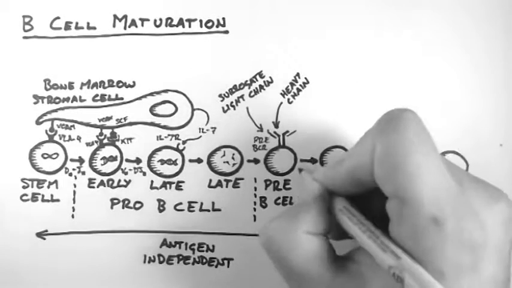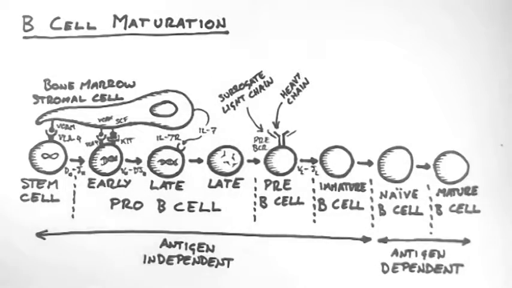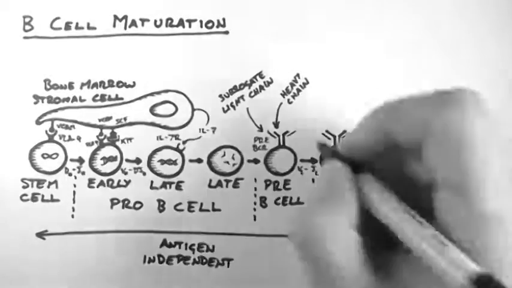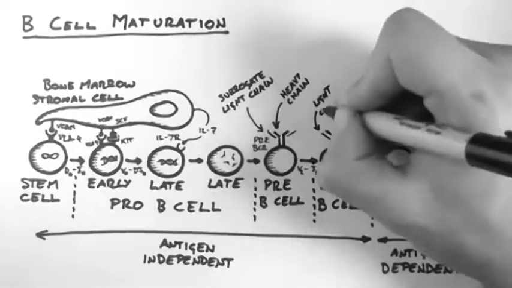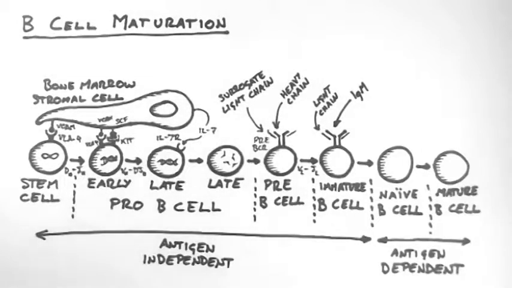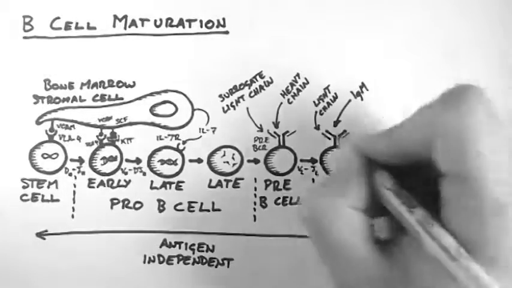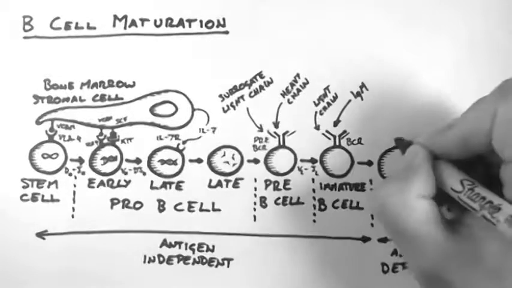At this point, light chain VJ rearrangement occurs. Then the light chain and heavy chain present together on the surface of the cell. This is an immunoglobulin, or an antibody known as IgM. At this point, we call this cell an immature B cell, and this immunoglobulin can also be referred to as the B cell receptor, or BCR.